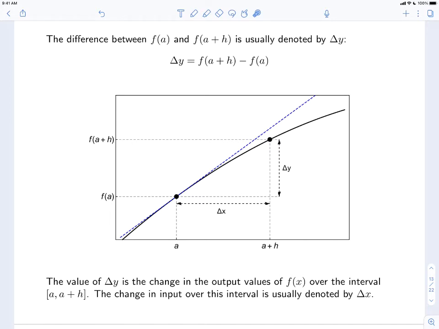In this picture, delta x is a positive number, but that's because h is positive. Similarly, delta y is positive, but that's just because f is an increasing function. If h were negative, or if we were looking at a decreasing function, then one or both of these values, delta x and delta y, might be negative.